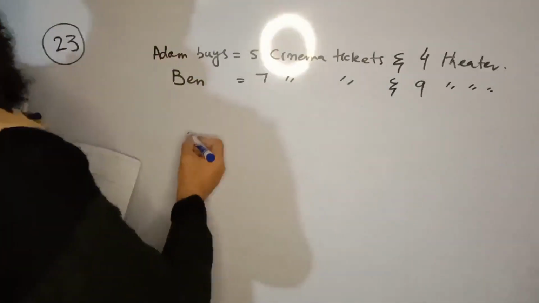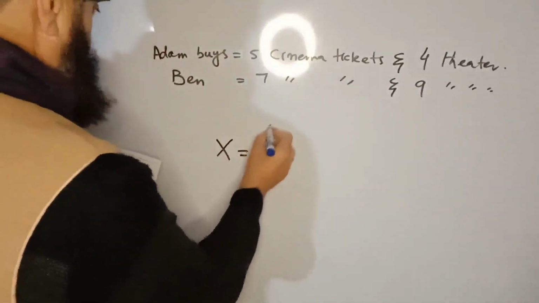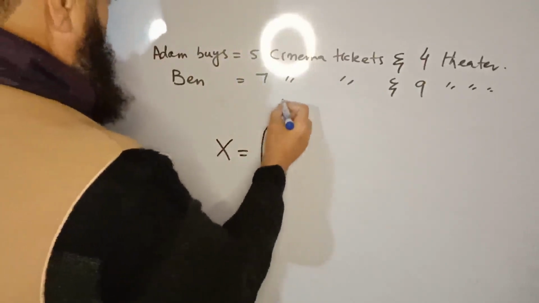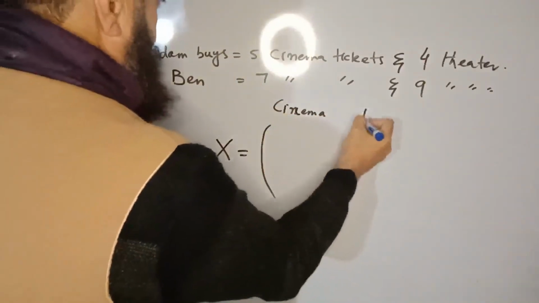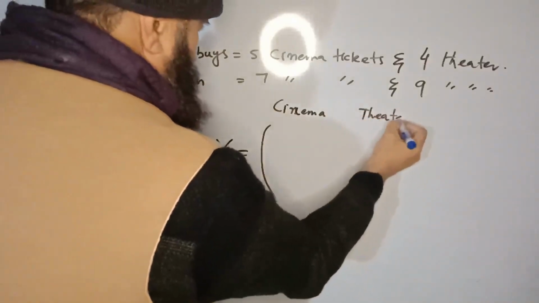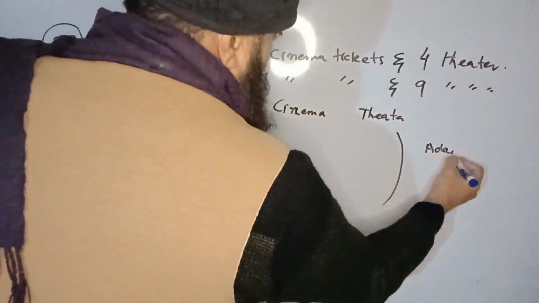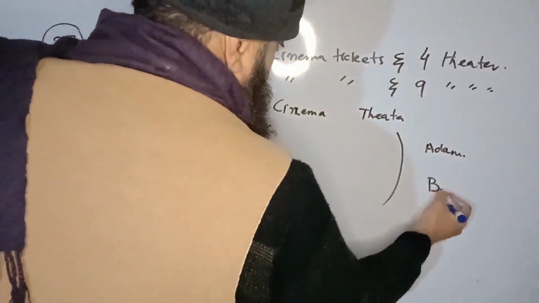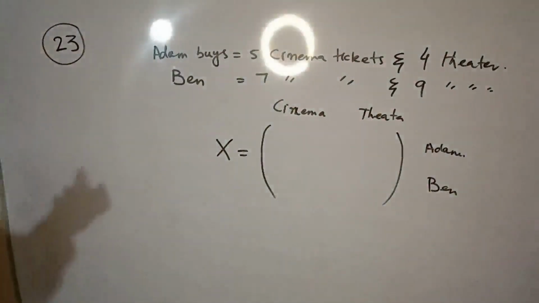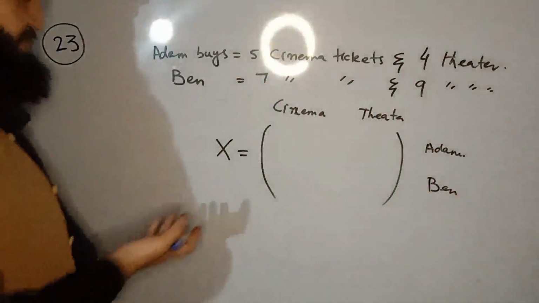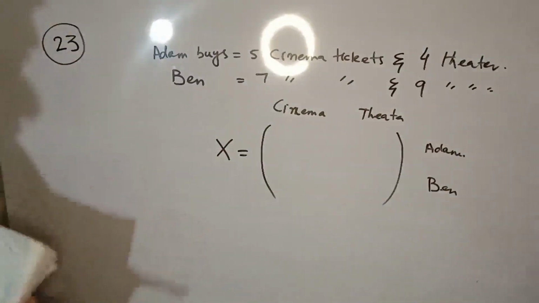The X given here is, this is cinema, written here cinema, this is theater, then for Adams, and then for Ben. So this is just a matrix, but also you can take it as a tabular form. Matrix is the form of tabular data.